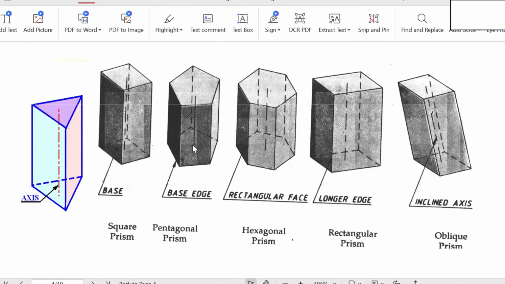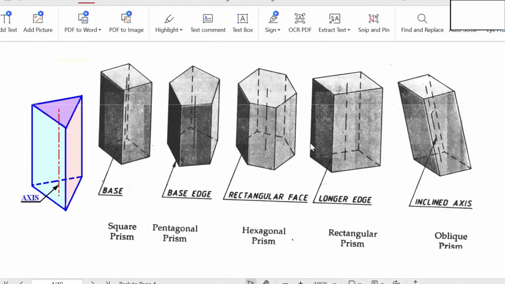Then coming to the hexagonal prism. What is a hexagonal prism? A hexagonal prism consists of two similar end faces. The top face is a hexagon, and the bottom base is also a hexagon. These two are joined by lateral faces, six in number. All these are rectangles or parallelograms. Here also the axis joins the center to the center of the two end faces.